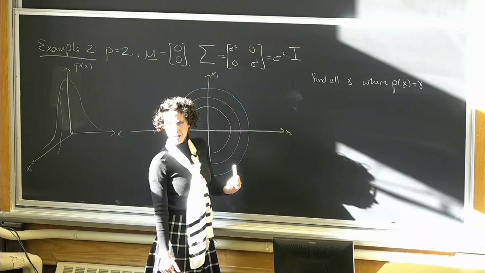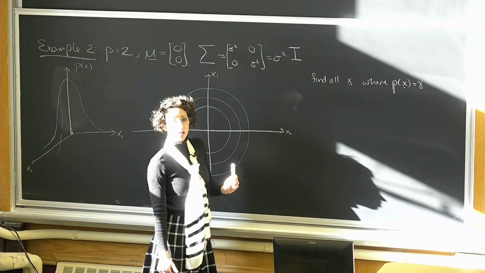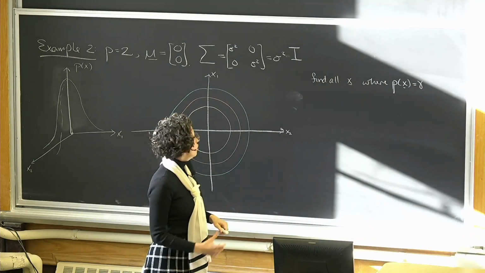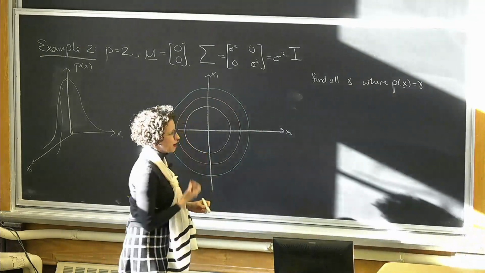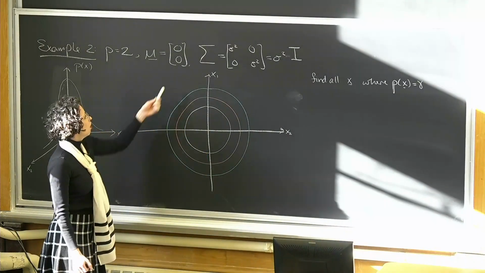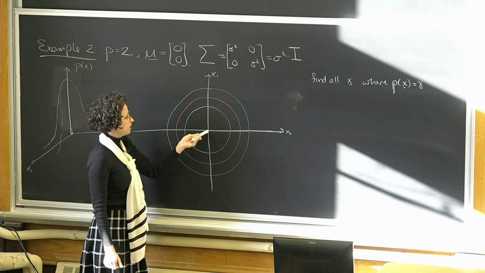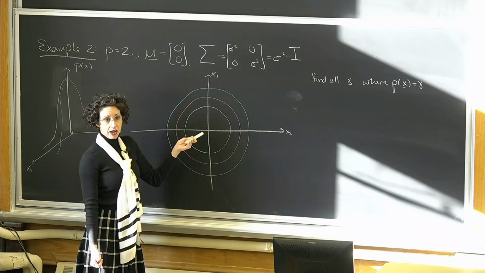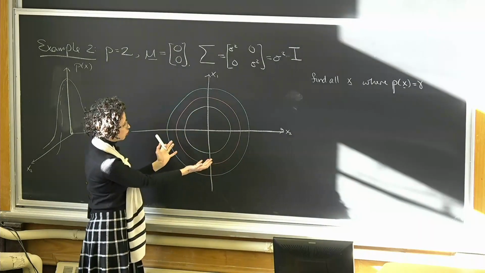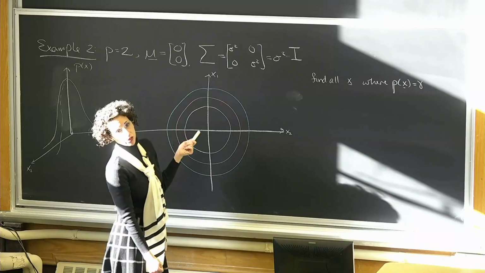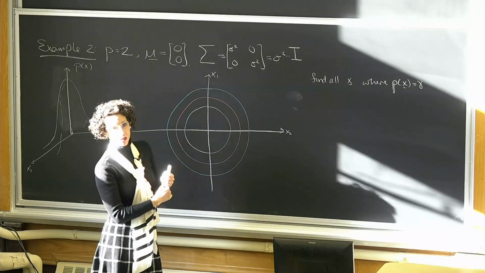Any questions so far? Yes? So the question is, what happens if mu is not equal to all zeros? Mu is telling us where the center of this is. So if we had a non-zero mu, we would still have these circular contours. They'd all just be shifted over so that the middle of the circles are at whatever our mu vector is.